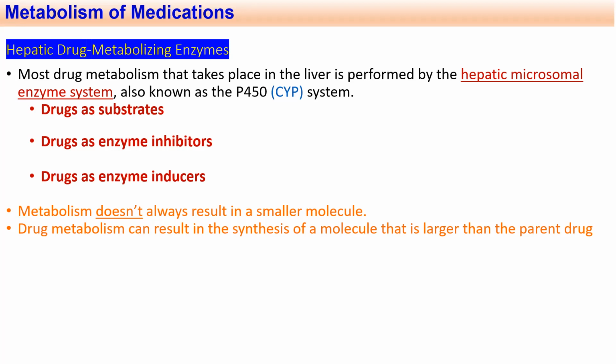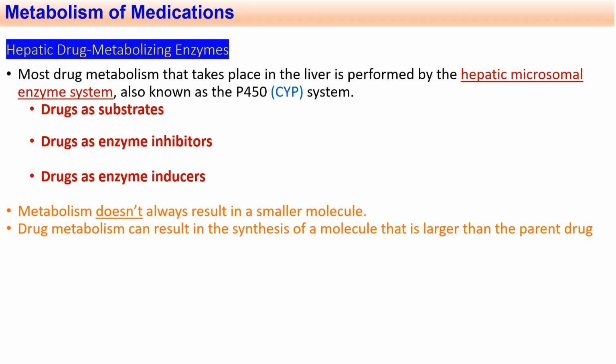Like warfarin and naproxen, they are substrates because both are being metabolized through the same process or the same microsomal isoenzyme. Drugs as enzyme inhibitors, like for example Cipro, will inhibit specific CYP, specifically CYP1A2, when it's given with naproxen, which is the substrate for that isoenzyme.